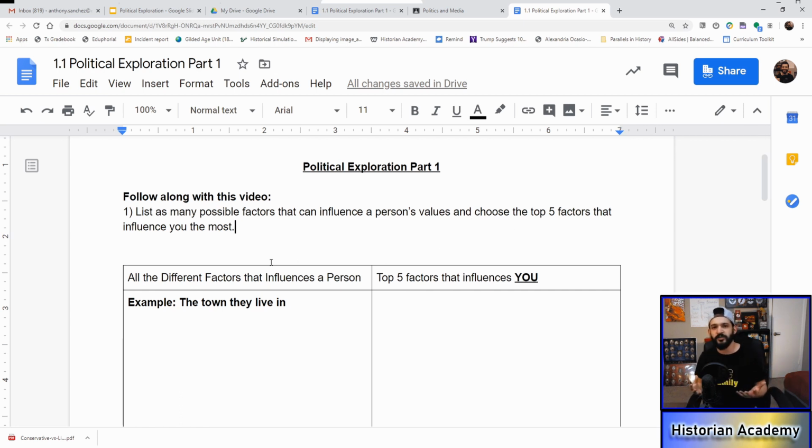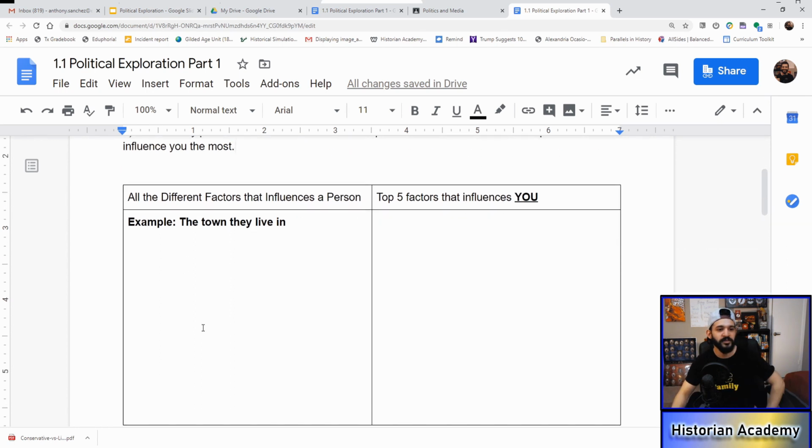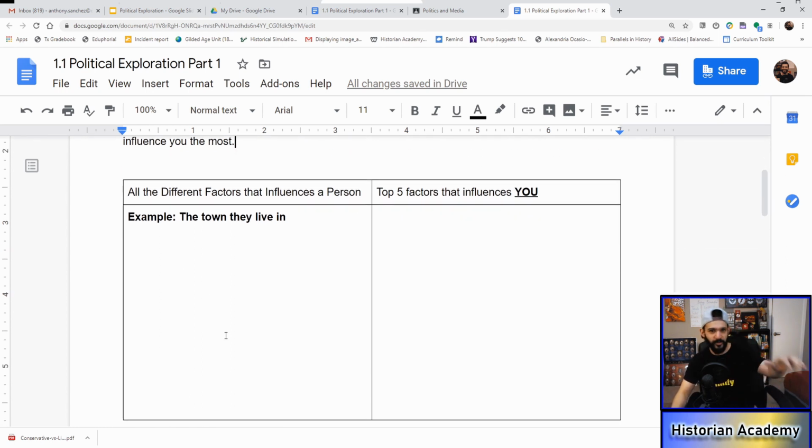So your values are the things you hold dear to you, your own personal beliefs. They could be anything, like has to do with religion, or maybe killing is bad, or that I should give away my money to people. Whatever affects your own values, something that you believe in. And as we know, there are many things that can affect a person's ideology, their beliefs, their actions. What you're going to do is list all the different, brain dump it, put it all on there, as many different factors. And as an example, I'll put the town they live in.